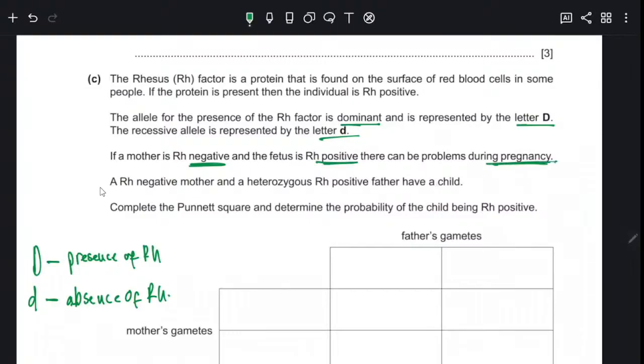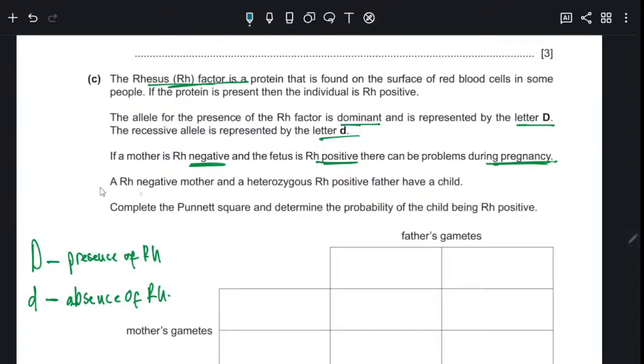If a mother is RH negative and the fetus is RH positive, there can be problems during pregnancy. When is the fetus RH positive? If the RH factor is present, which means this dominant one is present. If the mother is negative and the fetus is positive, there can be a problem. An RH negative mother and a heterozygous positive father have a child. So this is the situation we've been given.